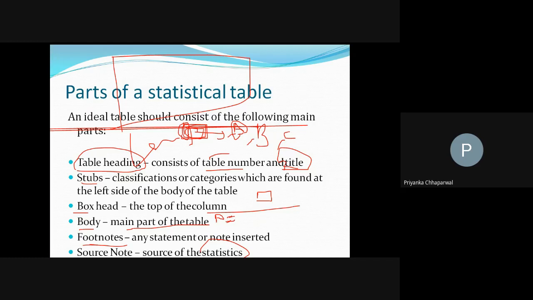When we take the example कि table हम बना रहे हैं, then it is very easy. Stub means क्या होता है? Classification. Classification means suppose आपके पास population है, population को आपने divide कर दिया male and female में. So क्लासिफिकेशन ऑफ कैटेगरीज आर फाउंड एट द लेफ्ट साइड ऑफ द बॉडी ऑफ द टेबल. ये लेफ्ट साइड में जो अगर हम किसी चीज को क्लासिफाई करके लिखते हैं देन इट इज नॉन एज द स्टेप्स. एंड so we have taken an example, then you will understand what is the meaning of all these things.